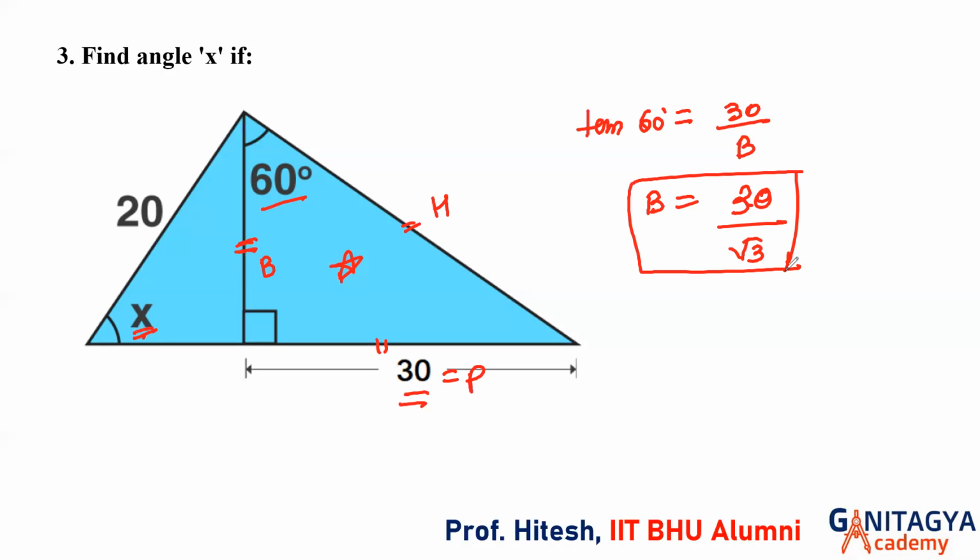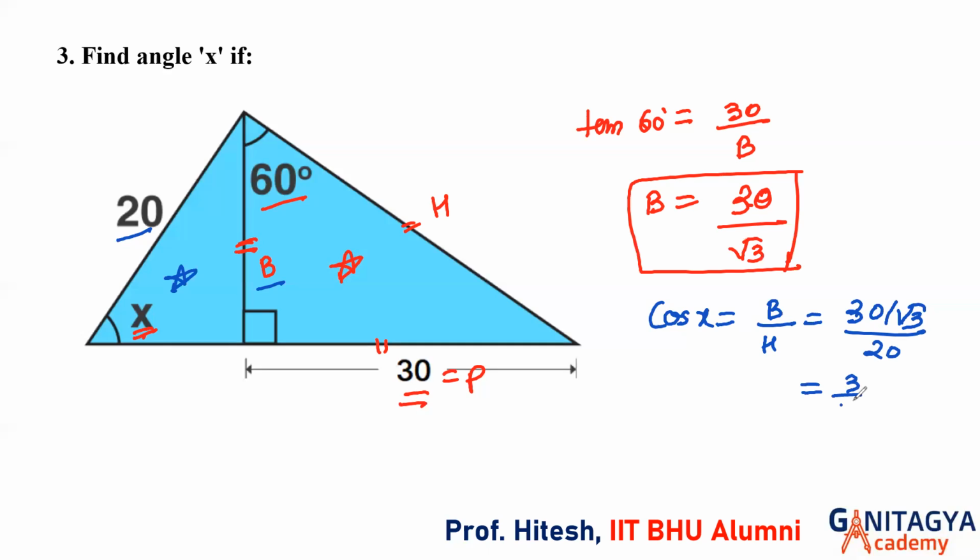Let me know if I am wrong. Next, in this triangle we can say this is the base and this is the hypotenuse. So cos X is equal to base upon hypotenuse. The base is 30 upon root 3, upon 20.